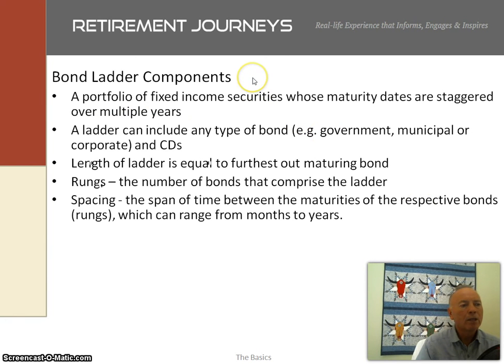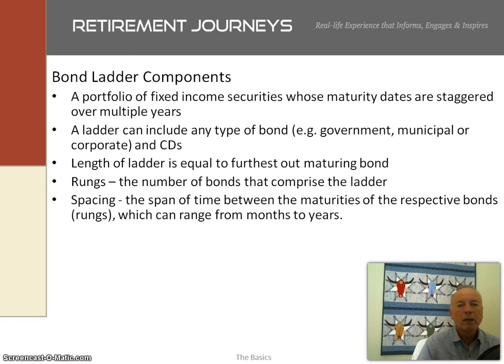Another basic is, well, what goes into a bond ladder? Well, a bond ladder is nothing more than a portfolio of fixed income securities whose maturity dates are staggered over multiple years. And a ladder can include any type of bond, government, municipal, or corporate, and also includes certificates of deposit. The length of a ladder is equal to the furthest out maturing bond.